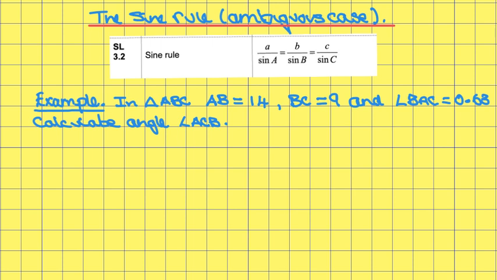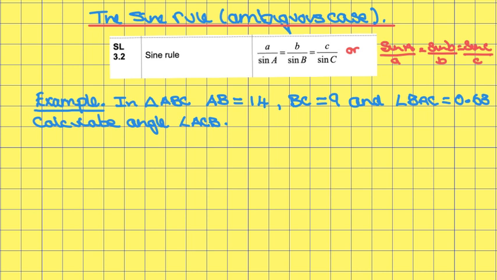In this video, we're going to revisit the sine rule, but we're going to concentrate on the ambiguous case. So again, if you look at section 3.2, the sine rule is given as a over sine A equals b over sine B equals c over sine C. But remember, if you're finding an angle, you can rewrite that as sine A over a equals sine B over b, which equals sine C over c. I like to use that if I'm finding an angle.